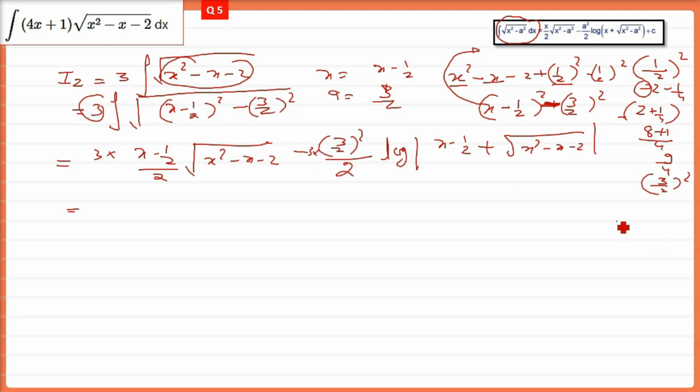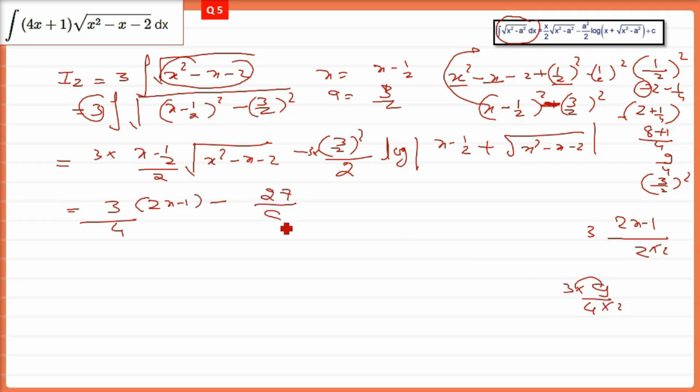x - 1/2 is simply (2x - 1)/2. You have a denominator already as 2 and 3 is multiplied. So 3 multiplied by (2x - 1)/2, and there is a 2 also in the denominator. So we'll get 3/4 (2x - 1), and then √(x² - x - 2) is already there. What is the second term? Which is 3 into (3/2)² by 2. So I just left or forgot to write √(x² - x - 2). Just imagine that it is already there.